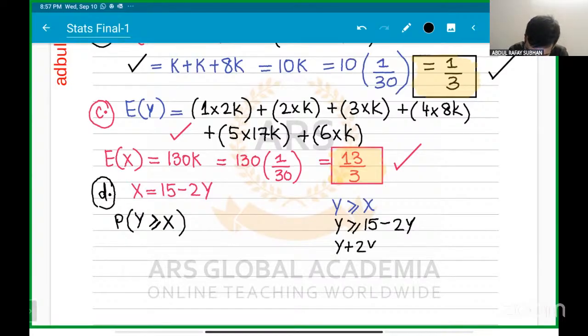y plus 2y is greater than or equal to 15. This should be, sir, y plus 2y, 3y. 3y is greater than 15. So y is greater than 15 divided by 3, which is 5.